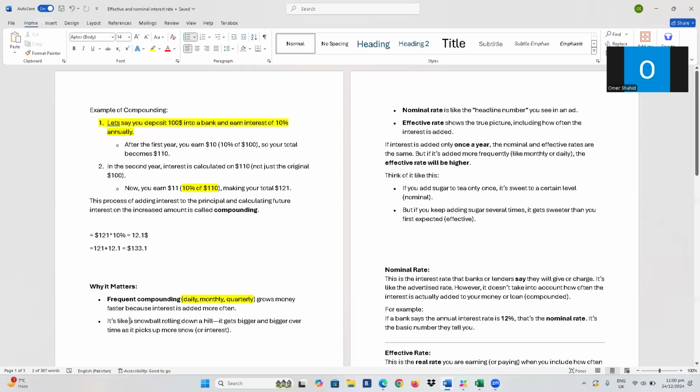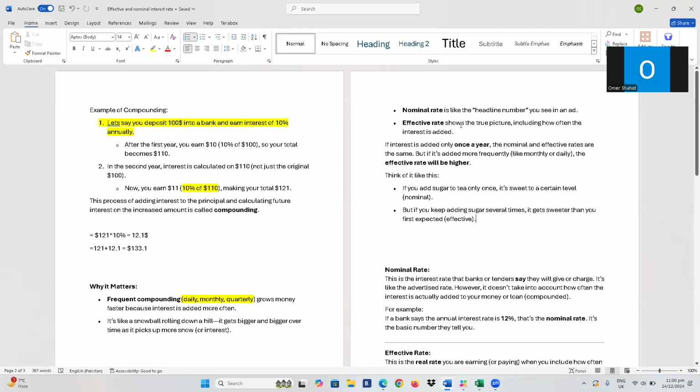Compounding is just like a snowball rolling down a hill. It gets bigger and bigger over time as it picks up more snow. Like per year you are earning the interest of 10%, for example. So it will keep adding up to your original amount, and the more it is added, the more the amount will grow that you initially invested into the bank, $100, right? In the above example. So that's what compounding is.